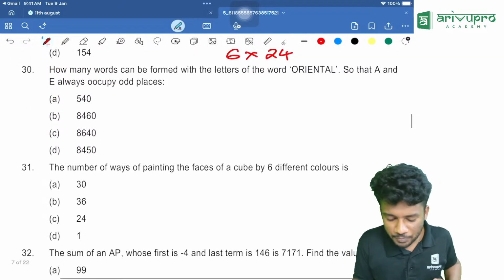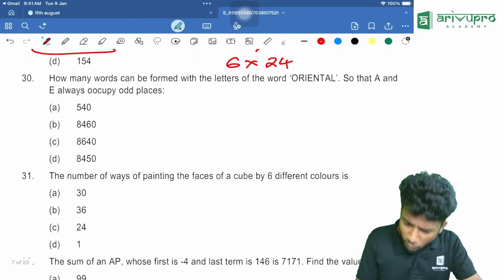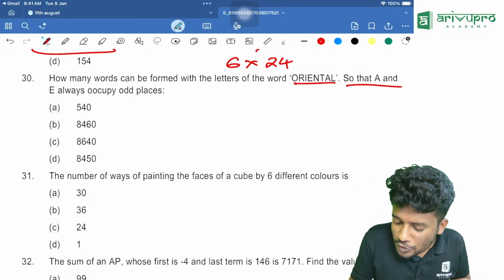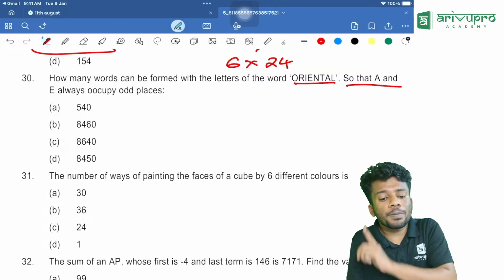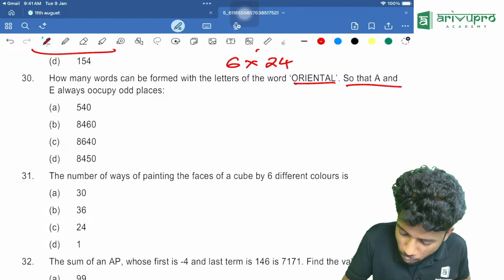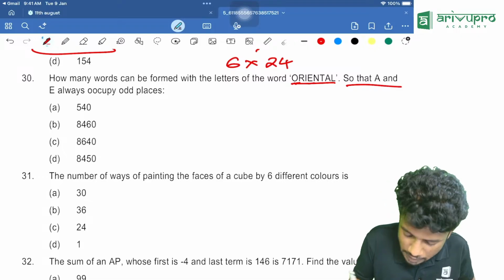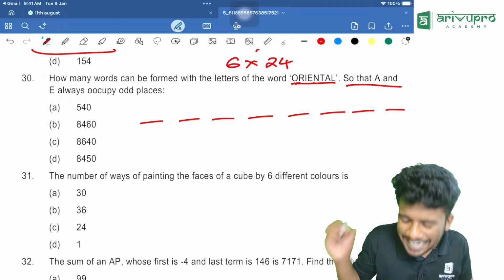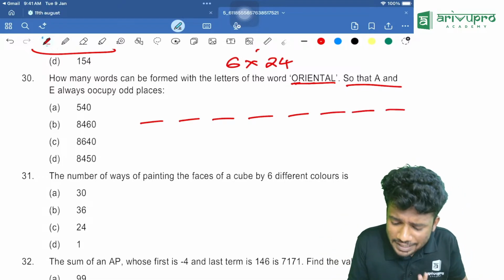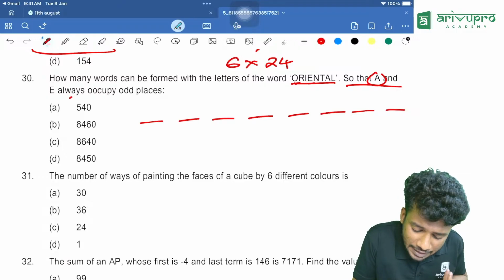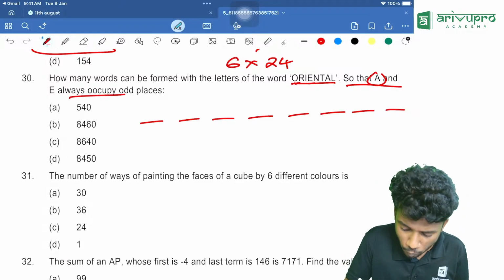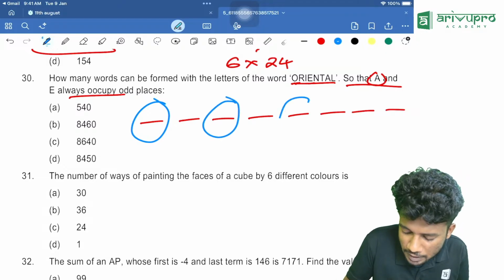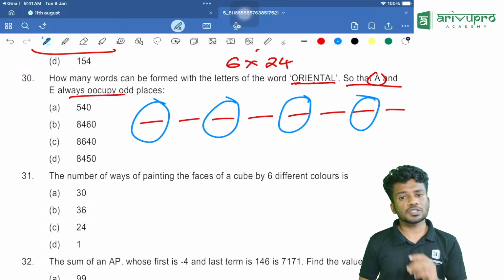Next question: how many words can be formed from the letters of the word ORIENTAL so that A and E occupy odd positions? ORIENTAL means how many letters are there in total? 8 letters: 1, 2, 3, 4, 5, 6, 7, 8. And what are they telling? A and E should occupy only odd positions. Which are the odd positions? I'll just mark it using blue. This is one odd position, then the 3rd position, the 5th position, and the 7th position.